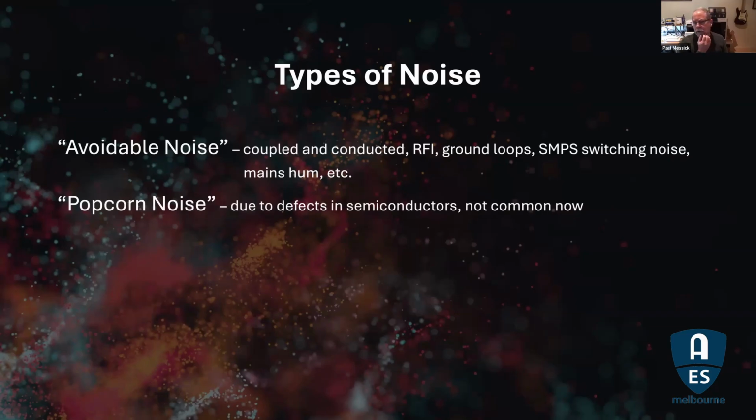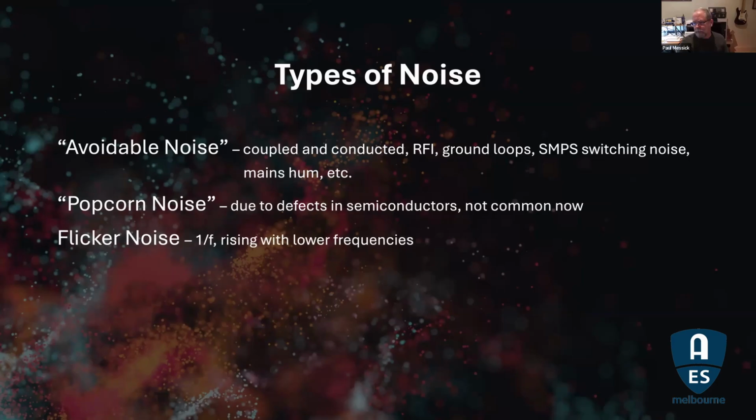Then there's popcorn noise, which sounds exactly like its name, which is due to impurities in semiconductors, which have pretty much all been resolved over the decades. So you might run across a new old stock op amp from the 70s, which has some nasty popcorn noise, but anything modern isn't going to have that. So we're not going to talk about that anymore either.